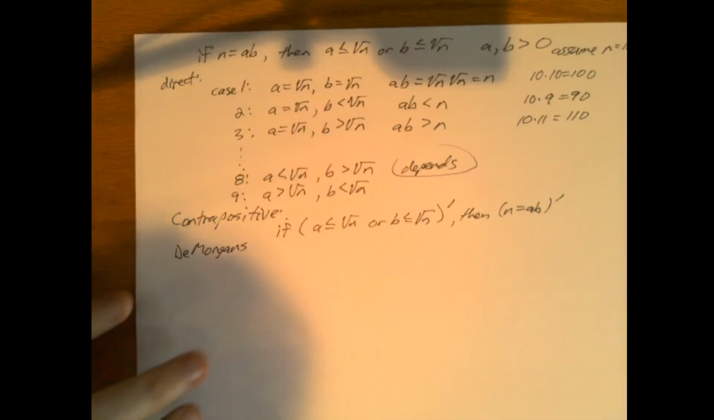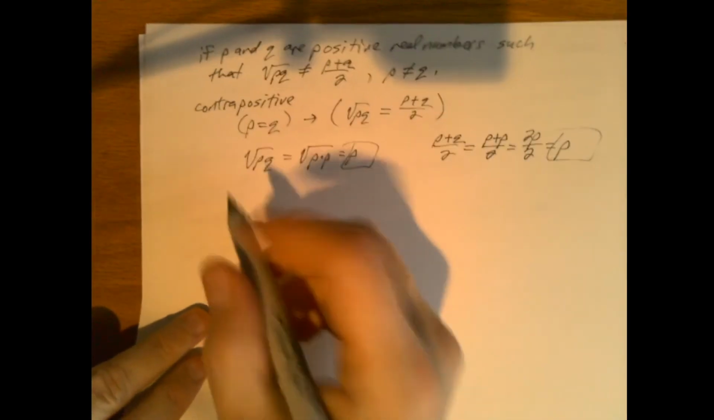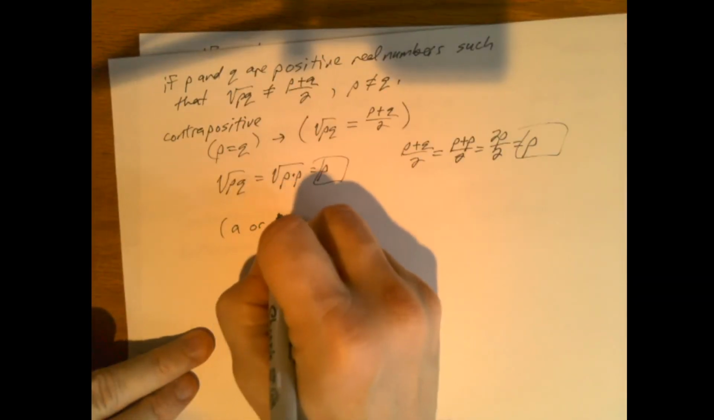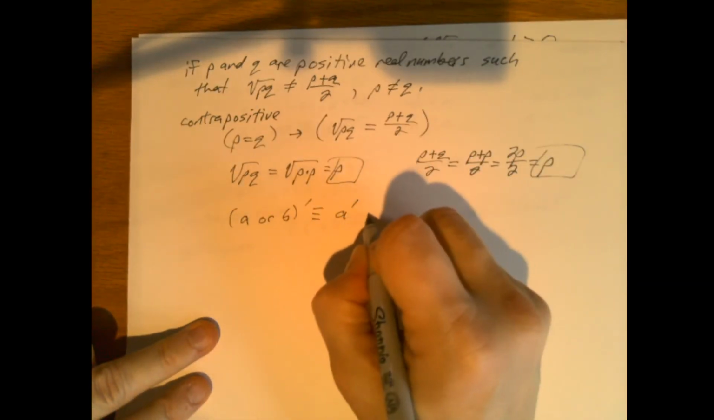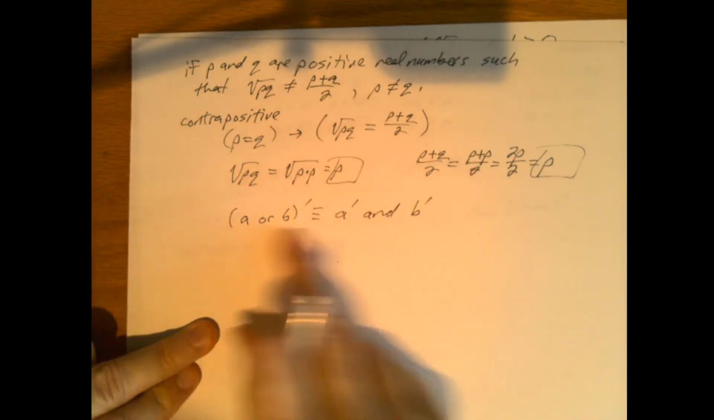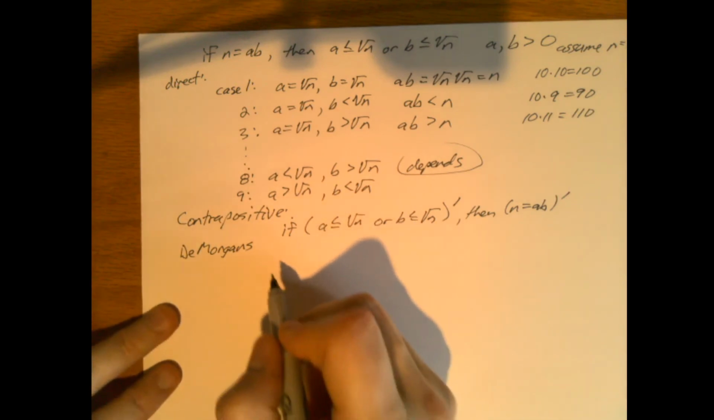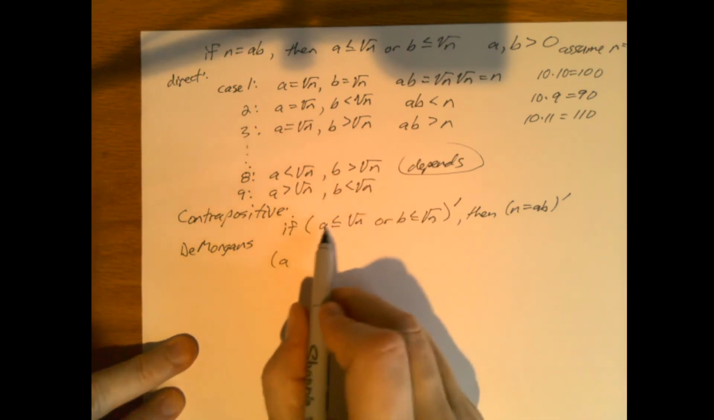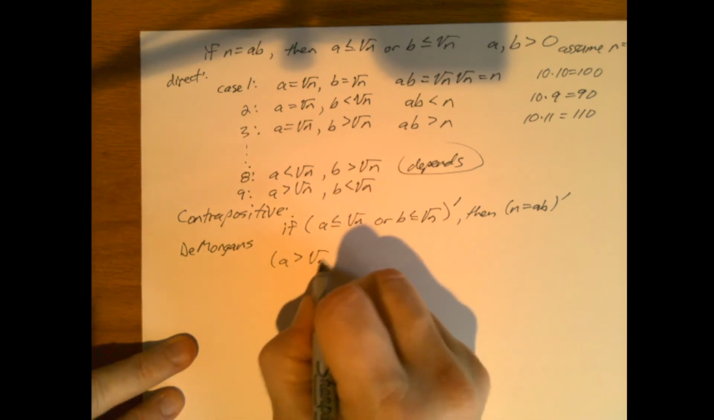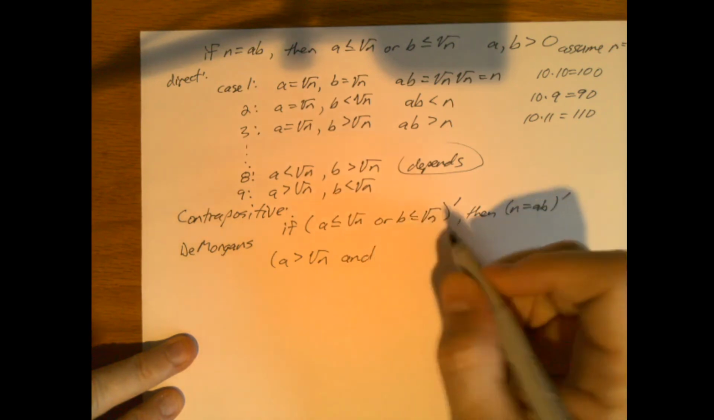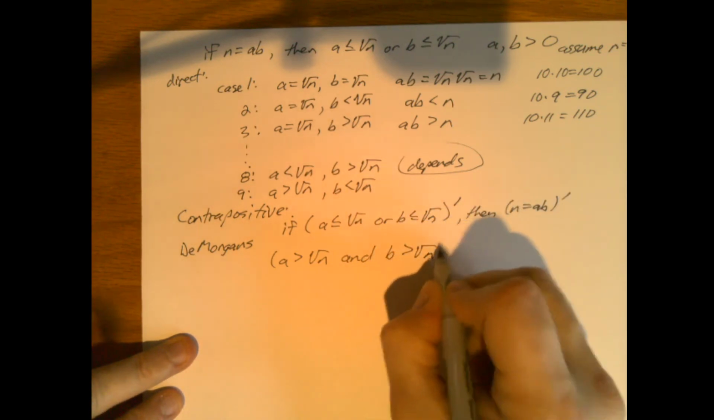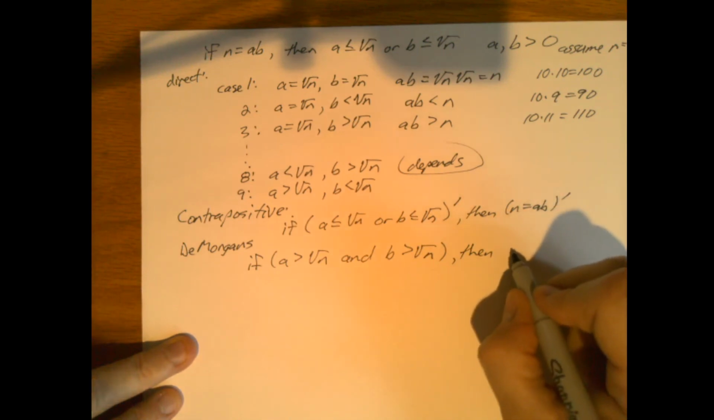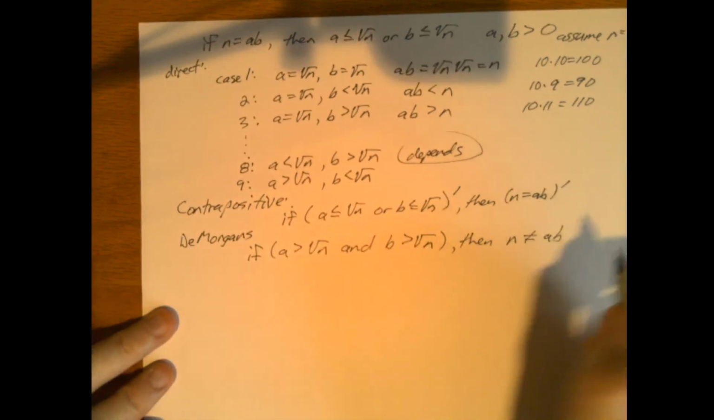So we'll do it over here. So remember we had something like this: not (A or B) was equivalent to not A and not B. So I'm going to use that here. So that means now we have A, what's the not of this? Well, A has to be greater than the square root of n. And same thing for this. But now we have an and. So if, and the not of n equals ab is that n is not equal to ab.